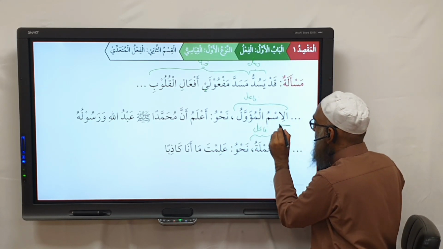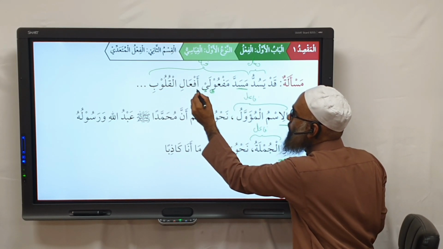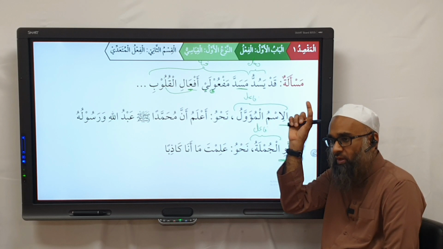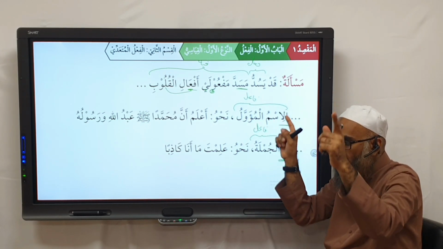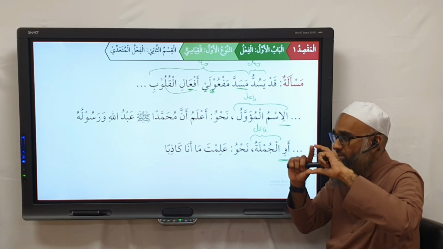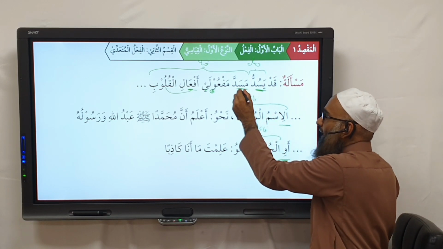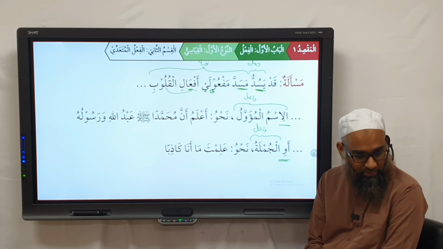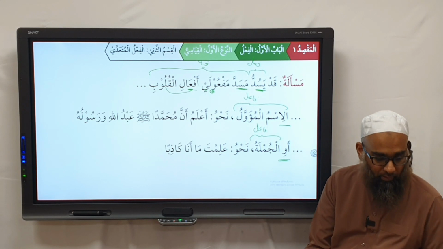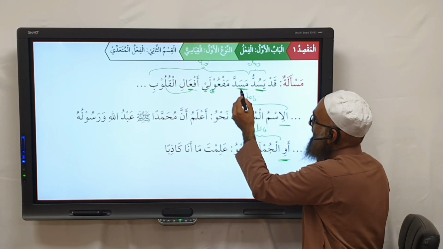Sometimes the ismul mu'awwal or a jumla can take the place of the two maf'uls of a fa'lul qalb, as in the previous text. So you have two maf'uls, but instead of one word and one word as mansoob, you have the whole ismul mu'awwal, or you have the jumla, and the jumla becomes sadda yasuddu. Yasuddu, it stops, it takes up the place of the two maf'uls. Do you understand? Does it make sense? Everybody following this translation?